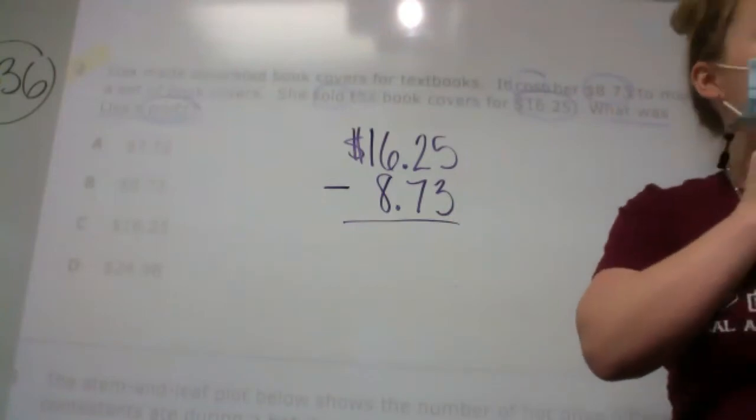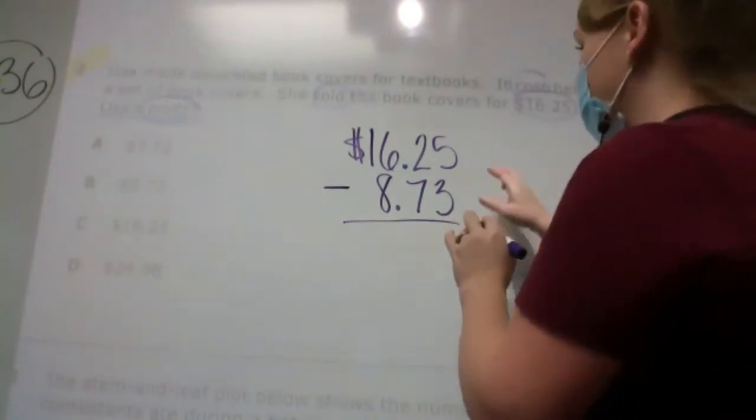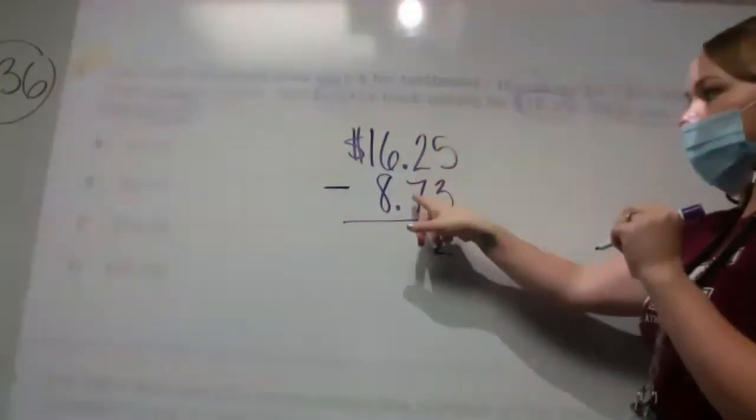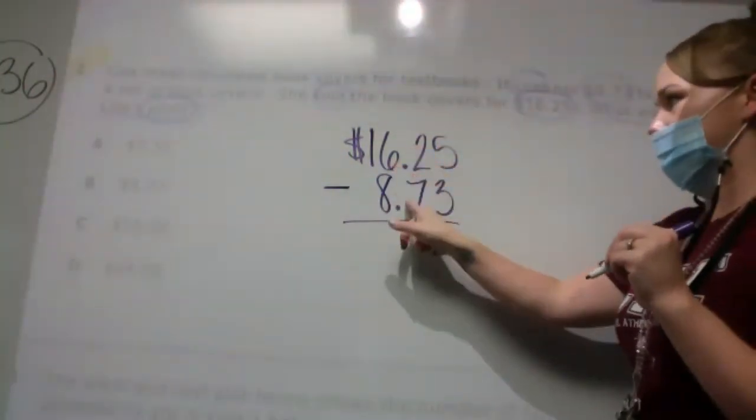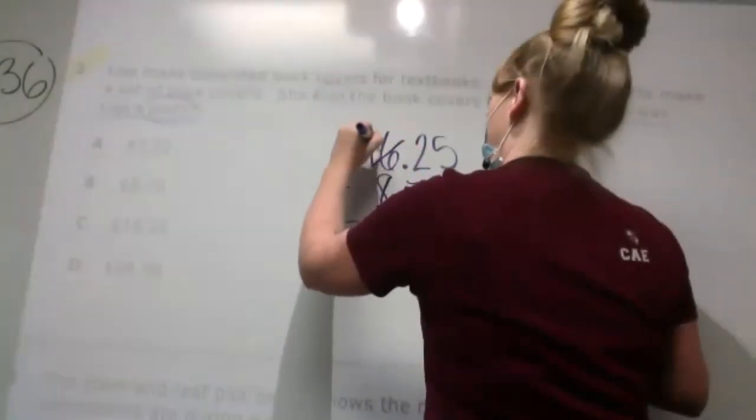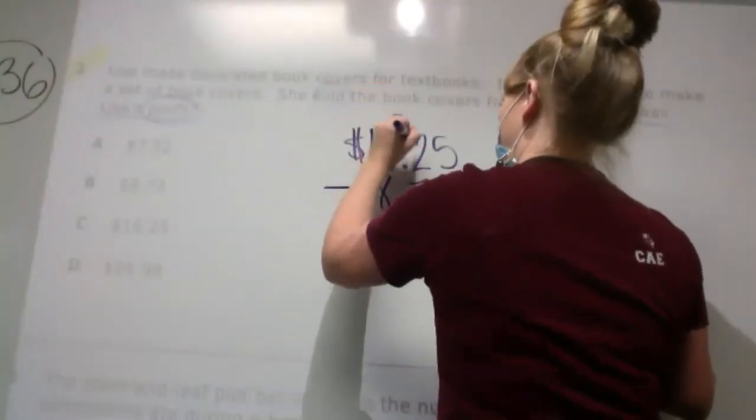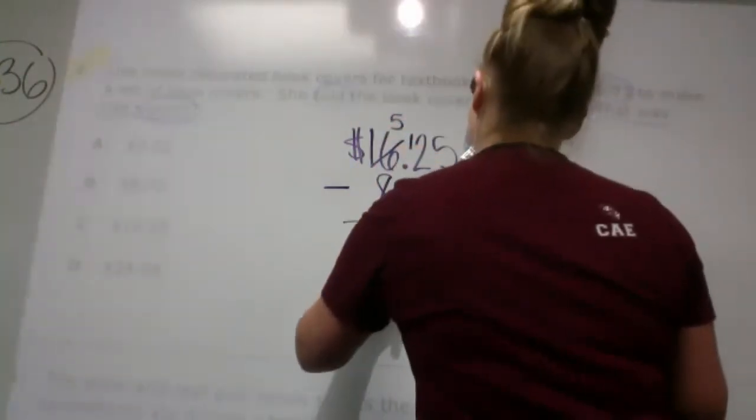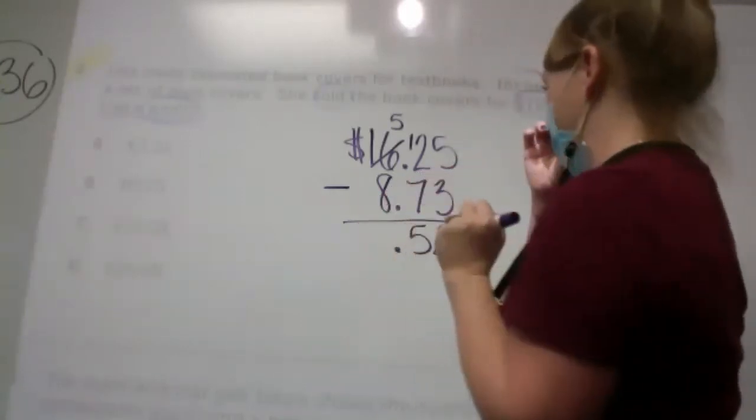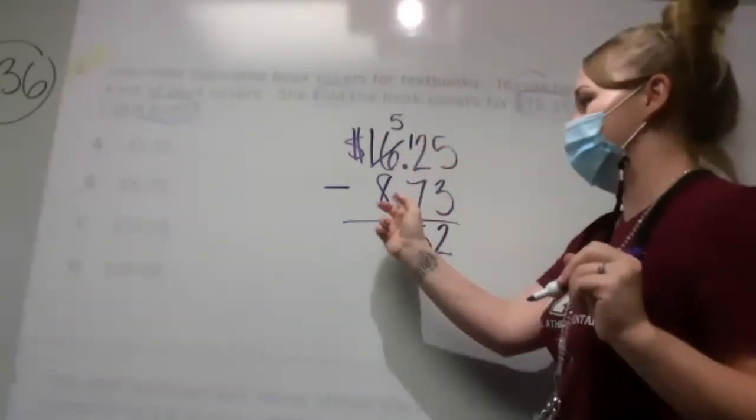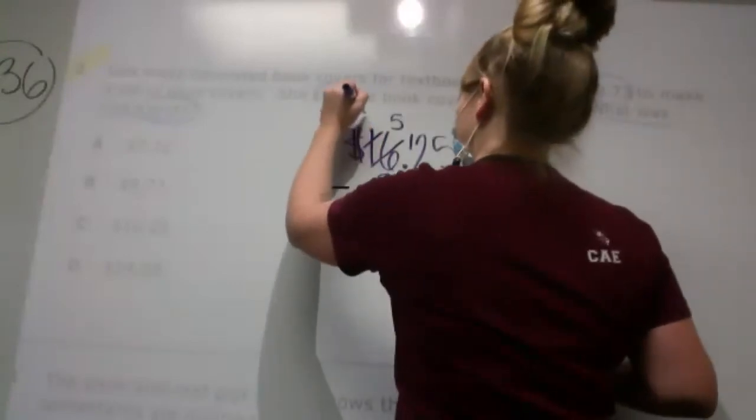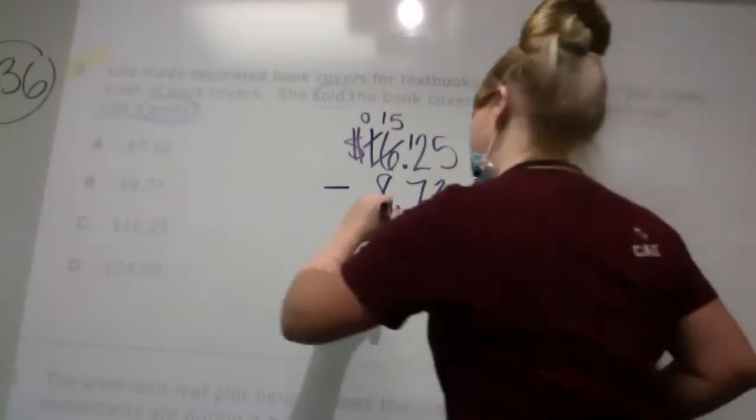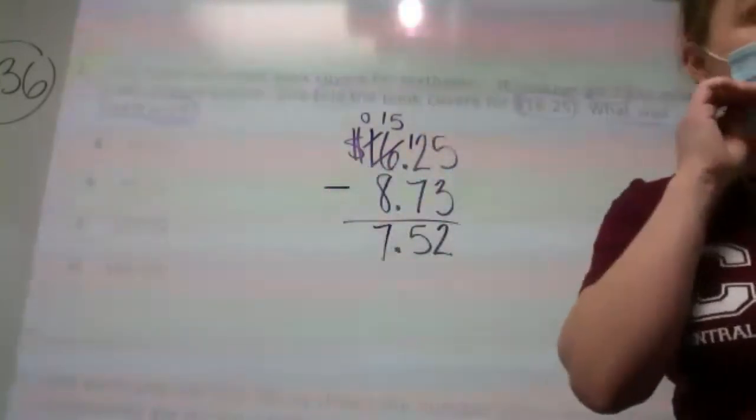Let me show real quick if you didn't get it done. 5 minus 3 is 2. And now I can't do 2 minus 7 because 2 is smaller than 7. So I'm going to borrow from the 6. It turns into a 5, and I put a 1 here. So 12 minus 7 is 5. And I just bring my decimal down. And then I can't do 5 minus 8 because 5 is smaller than 8. Borrow again. So it's 15 minus 8. 7. And that's all there is to it.